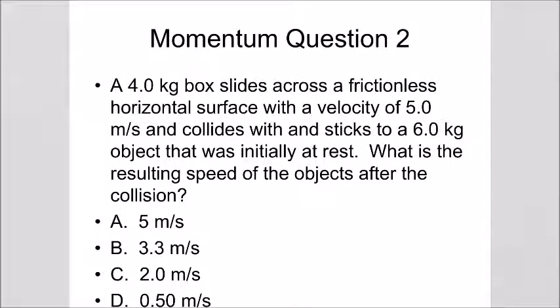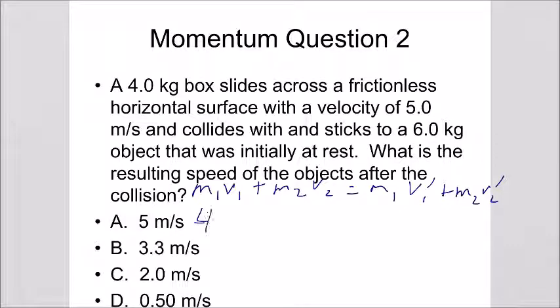So we're going to do something like this. m1 v1 plus m2 v2 equals m1 v1 prime plus m2 v2 prime. Well, the mass of our first object, we'll say is 4. The initial velocity of that object was 5 meters per second. So that's m1 v1 plus m2, which is 6. Its initial speed, though, was at rest, so its initial speed is 0. So this whole m2 v2 term becomes 0. That's equal to m1 v1 plus m2 v2.